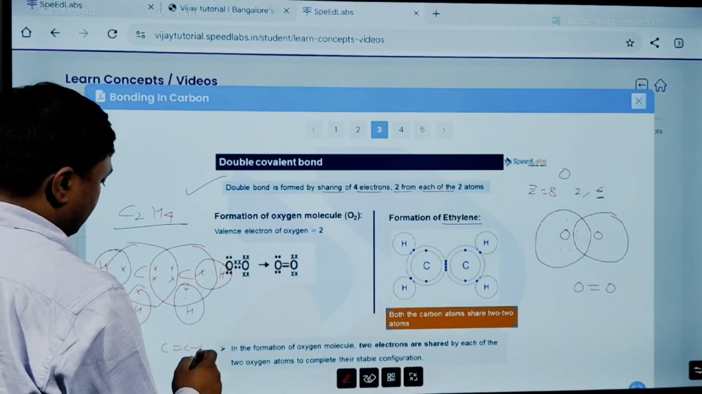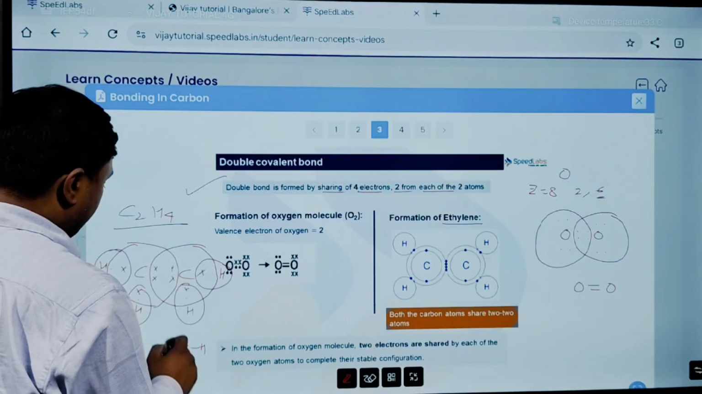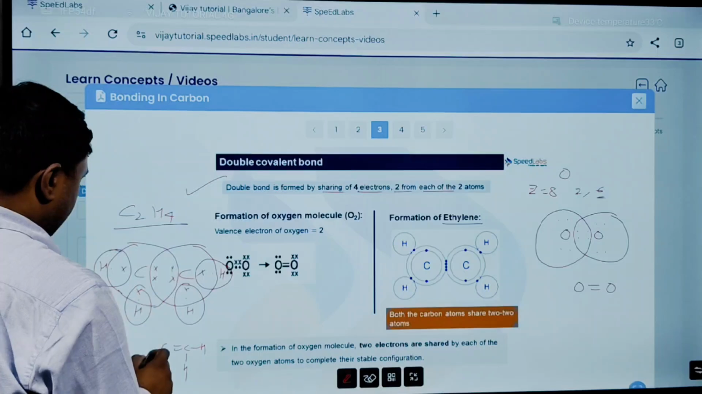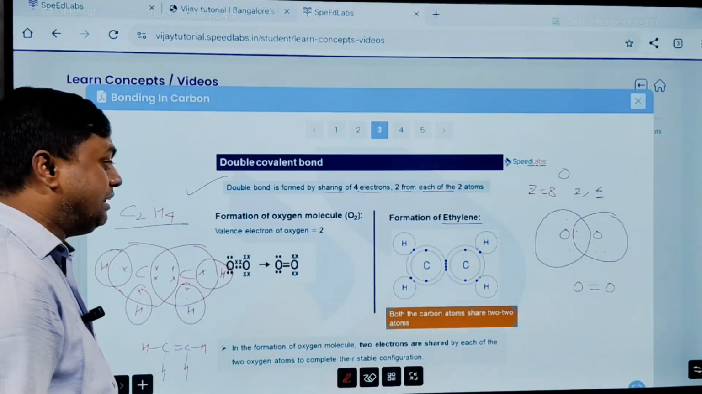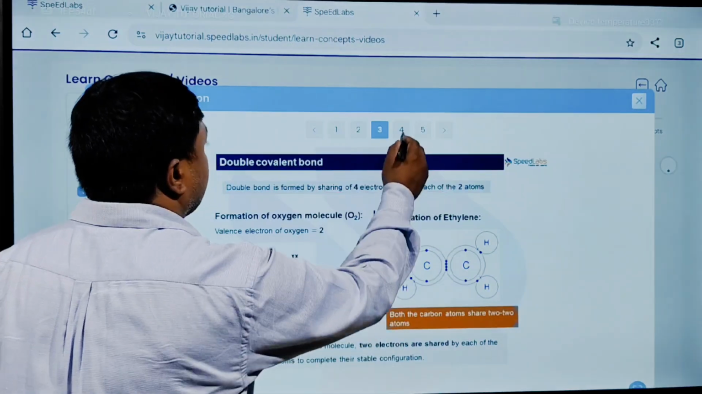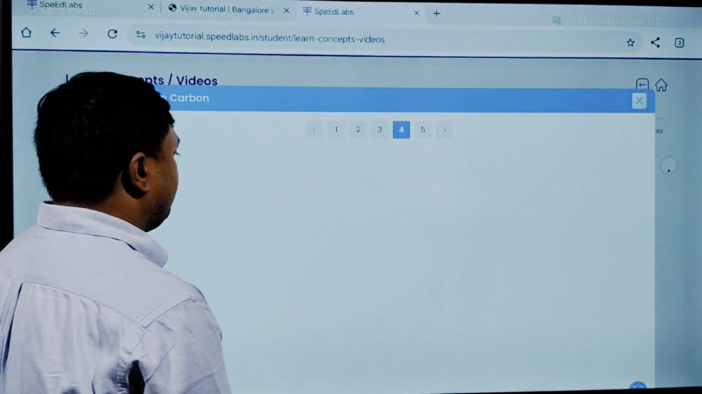Between carbon and hydrogen a single bond is formed. Between carbon and hydrogen a single bond is formed. Again a single bond again. In this way the formation of ethene takes place. Yes or no? Now let's talk about the triple covalent bond.